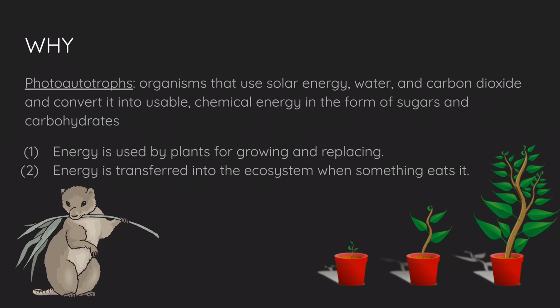The chemical energy that photoautotrophs generate is important because one, it can be used by the plant itself, or two, transferred into the ecosystem when something eats it. And of course, this is how they support the rest of the food chain that follows.